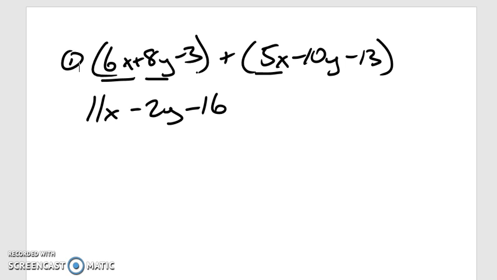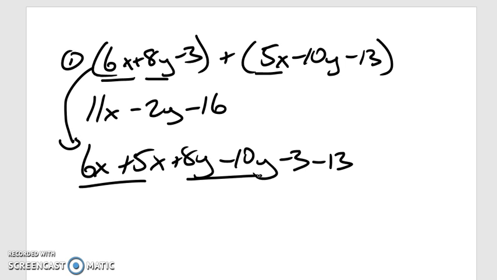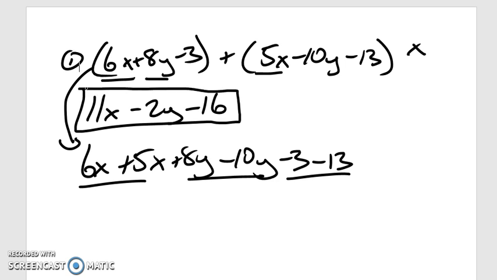Now, for some of you, this is going to be an issue. So that in-between step is to rewrite them so they're next to each other: 6x plus 5x plus 8y minus 10y minus 3 minus 13. Then you can see them a little bit better. If you've got no problem visualizing, do it. But for some of you, it's going to be an issue. So there's my answer, combining like terms.